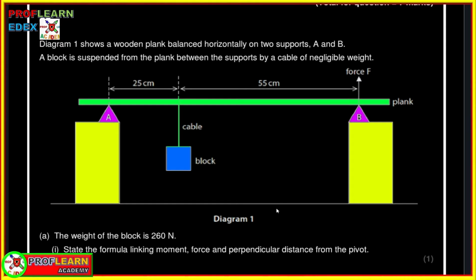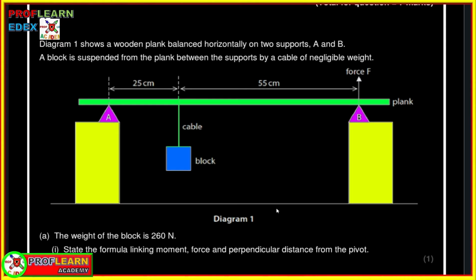So here we are having two pivots. This is a question that has consistently been tested in recent papers, because most students find it a challenge when explaining questions to do with moments where there are two supports like that.